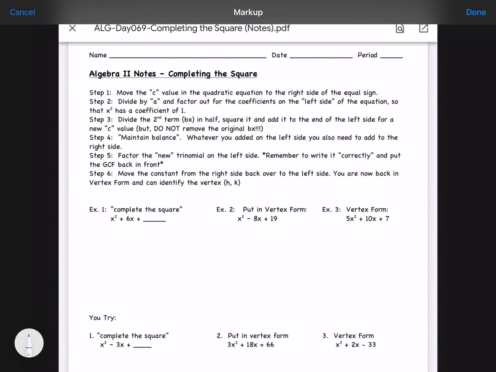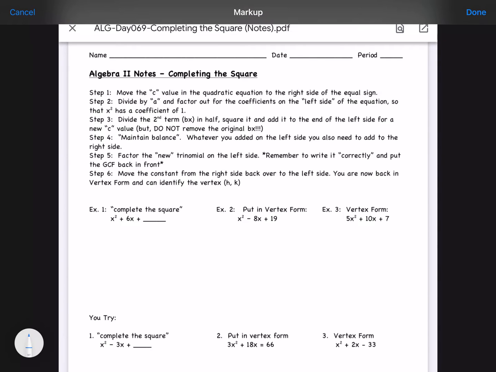And we're going to see a couple different situations here. And then step 5, factor the new trinomial on the left. We need to write it correctly and put the GCF back in front. And then step 6, we want to move the constant from the right side back over to the left side so that we are now back in vertex form and we can identify the vertex. So let's look at these examples.